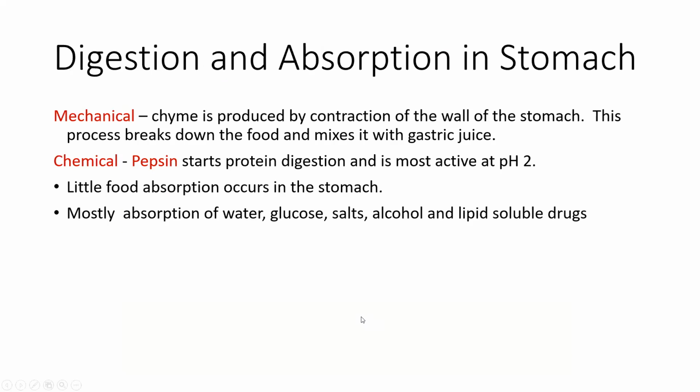Mechanical production and chemical production takes place in the stomach. The chyme is produced by pushing and shoving the food around and mixing it with the gastric juices, the acids and the pepsin and the intrinsic factor, and we end up with this goopy mess called chyme, which has the consistency, like I said, of condensed soup.